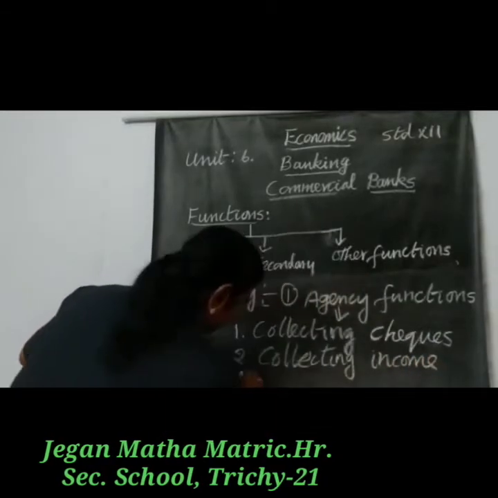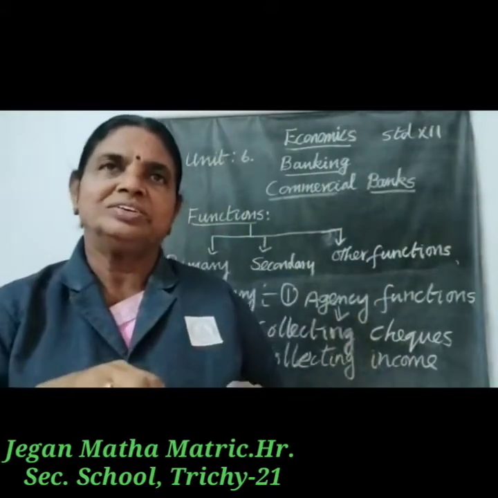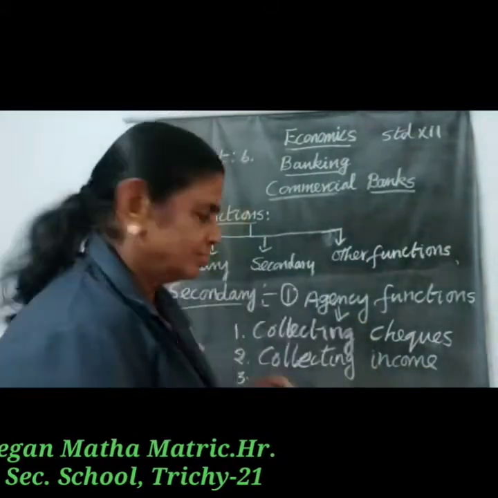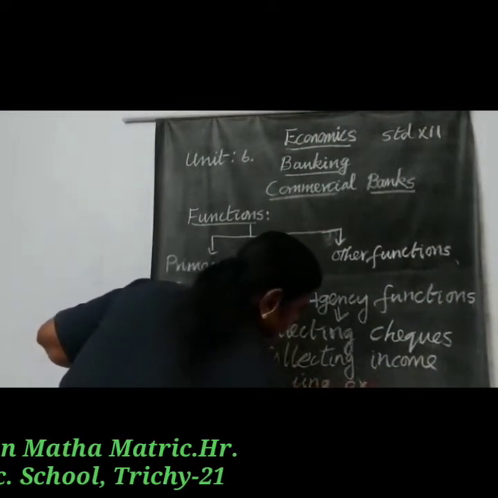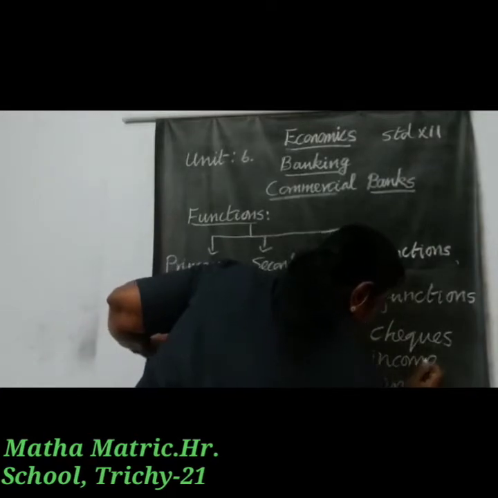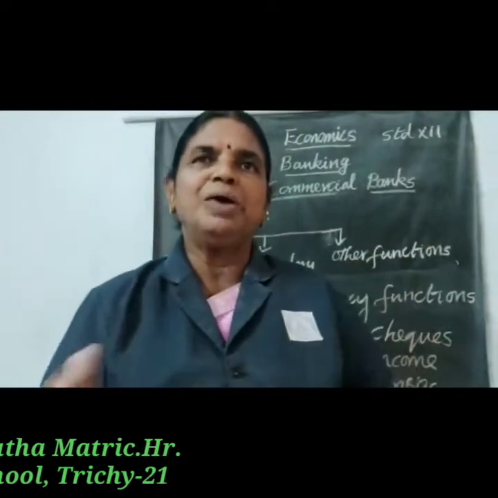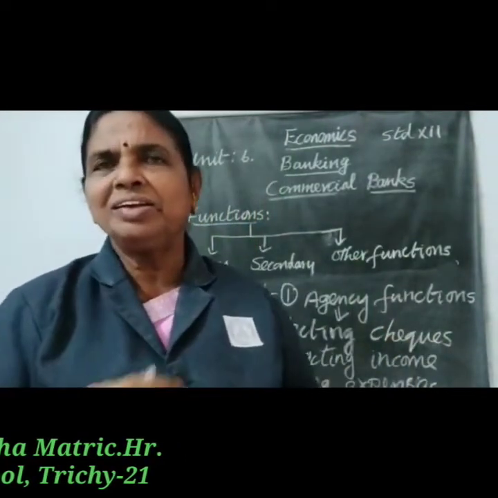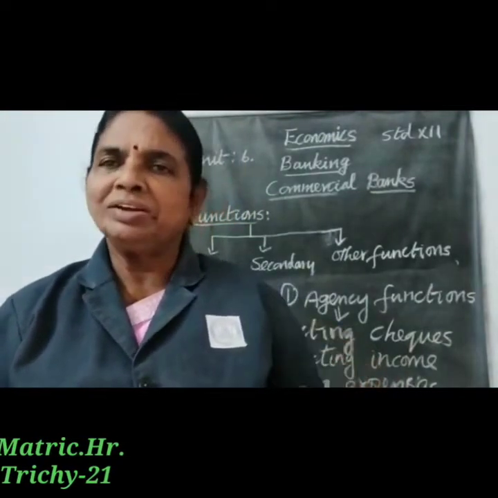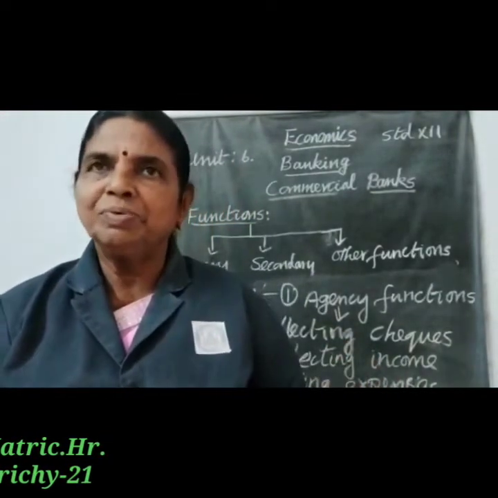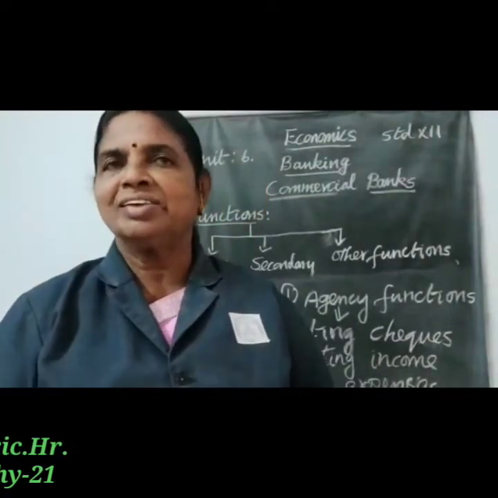And the third important point under secondary functions, that is under the agency functions, is paying expenses. So what is paying expenses? The commercial bank makes the payments of various obligations of the customers. For example, paying telephone bills, electricity bills, insurance premiums, school fees, rents and so on.